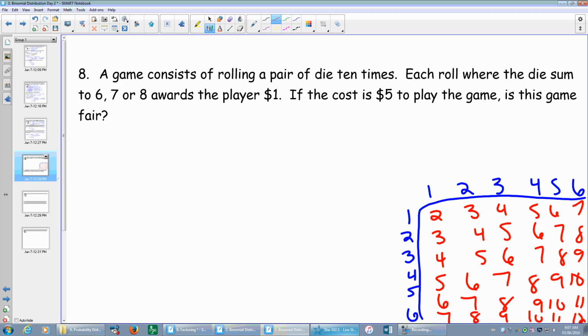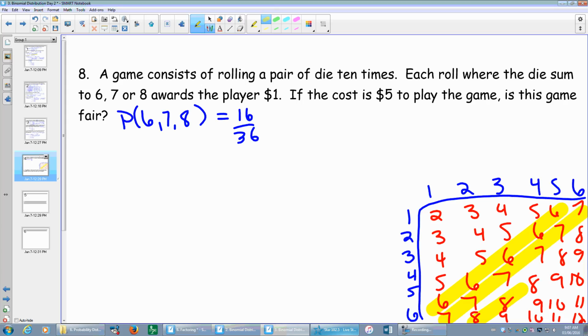So it's saying if I roll a sum of 6, 7, or 8, I get $1. So what is the probability that I roll a 6, 7, or an 8? Spencer, can you help me out? Very good, 16 over 36. So Spencer would get that by adding up all the numbers for 6, 7, or 8, which gives you a total of 16 out of your whole 36.